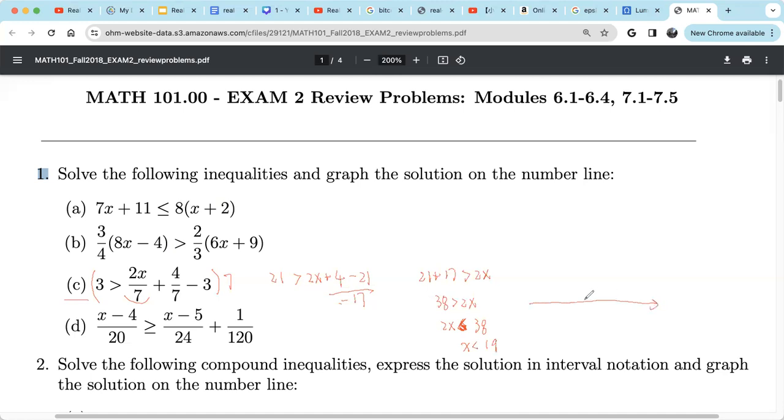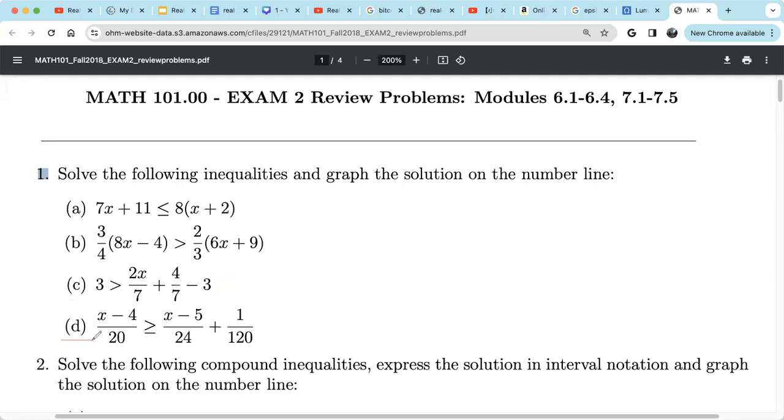I'll graph our solution. 0 somewhere, 19. We only have to graph those two numbers, right? Make an open circle because no equal sign, less than, go to the left. Oops, did something wrong. Let's erase this. Now let's see D.